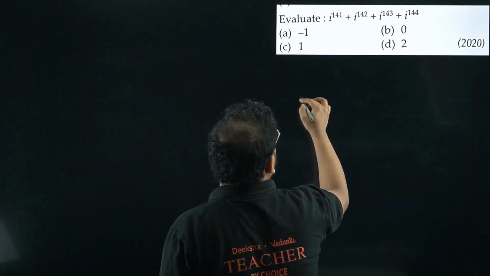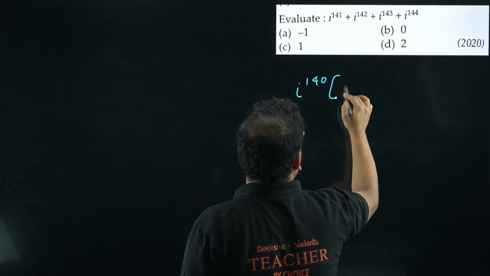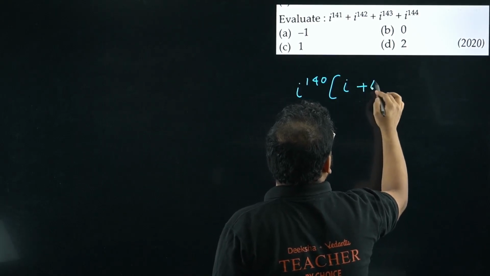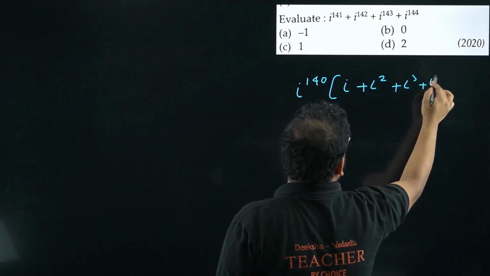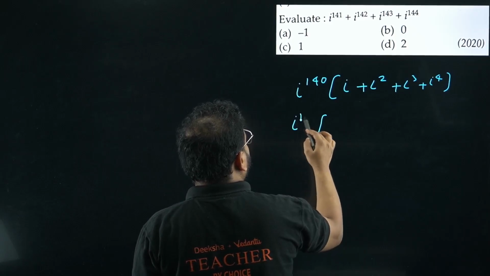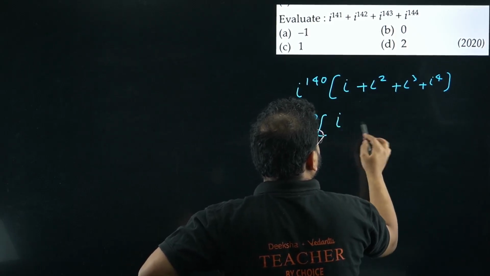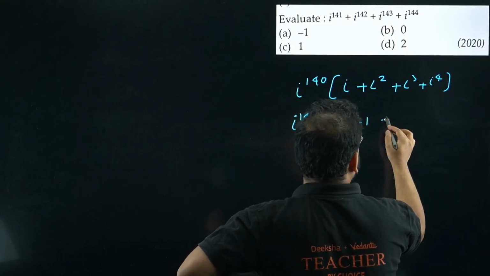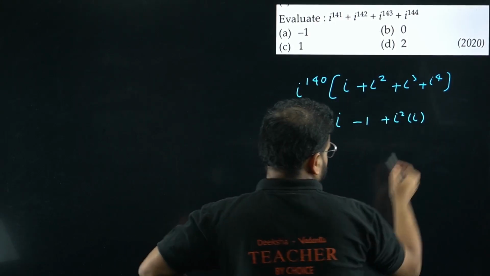I'll show you how. Take even one power, i power 140 common, it will become i plus i power 2 plus i power 3 plus i power 4. So I don't have to do anything about this, just keep it like this, i power 140. Check this out, i will be i, i square will be minus 1, i cube will be what, sir? i square into i, okay?